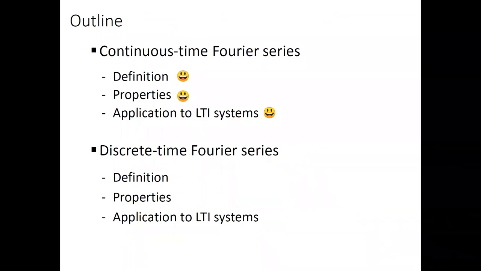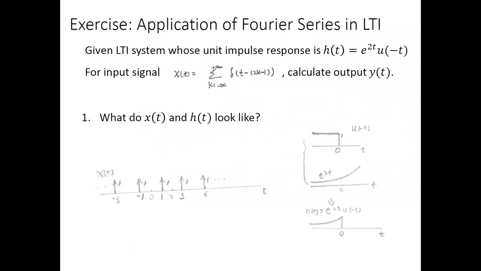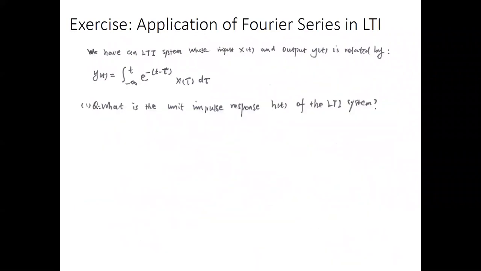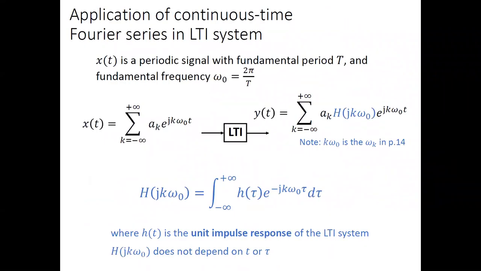Okay, we've finished the study of continuous time Fourier series. We learned the definition of Fourier series and its properties. There are a lot of properties in the very long table from the textbook, but we only learned 4 of them and we will only be assessed on 4 of them: linearity, time scaling, time reversal, and time shifting. Then the application to LTI systems. We need a lot of practice, but basically, the knowledge that you need to keep in mind is this figure.